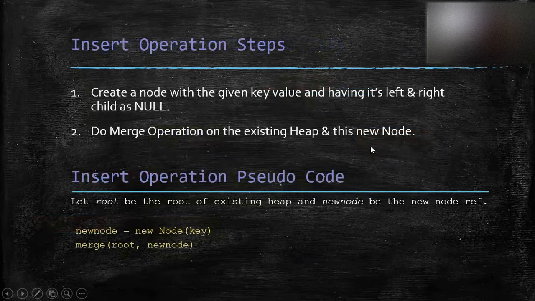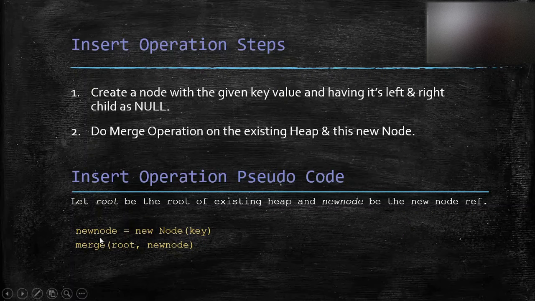Now insertion operation steps. For inserting any key value, we first need to create a node having the given key value, and its left and right child will be null. And then we just need to do a merge operation on the existing heap, if we have one, and this new node. So this will work as we already mentioned, and the insertion operation would take place.